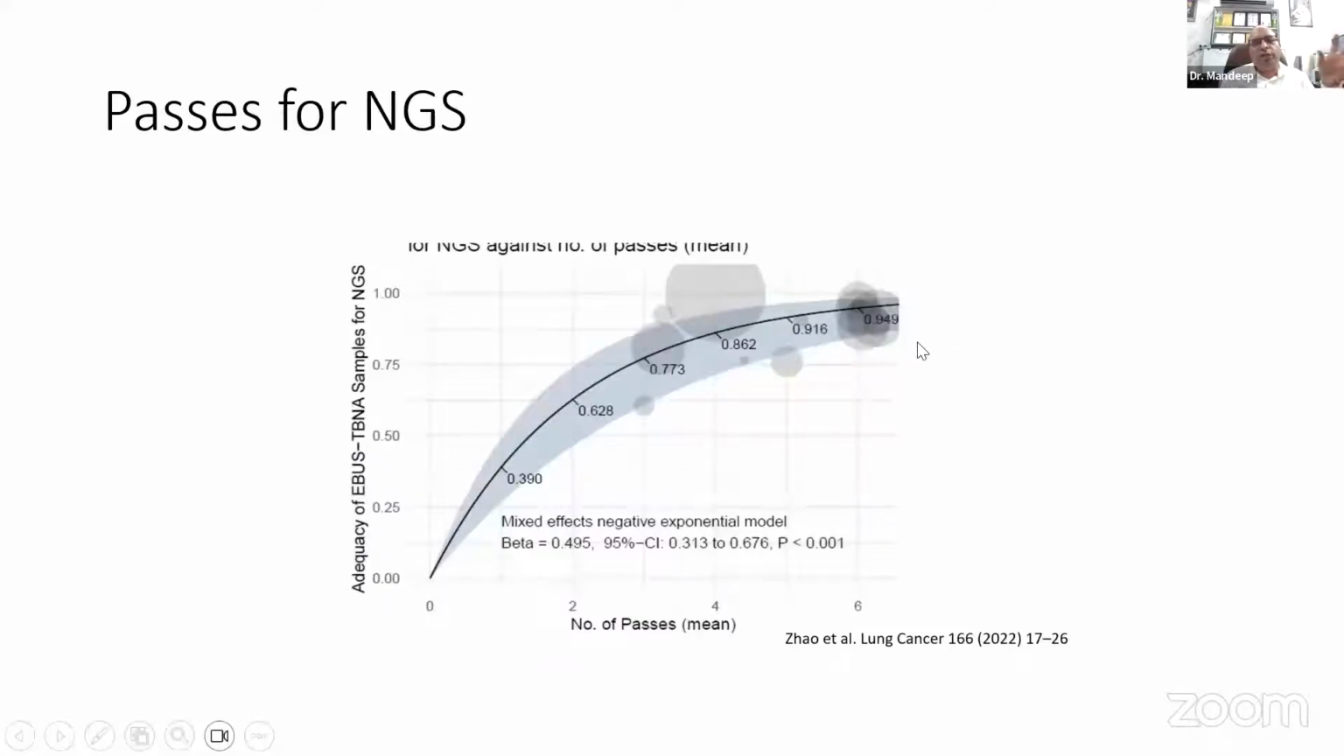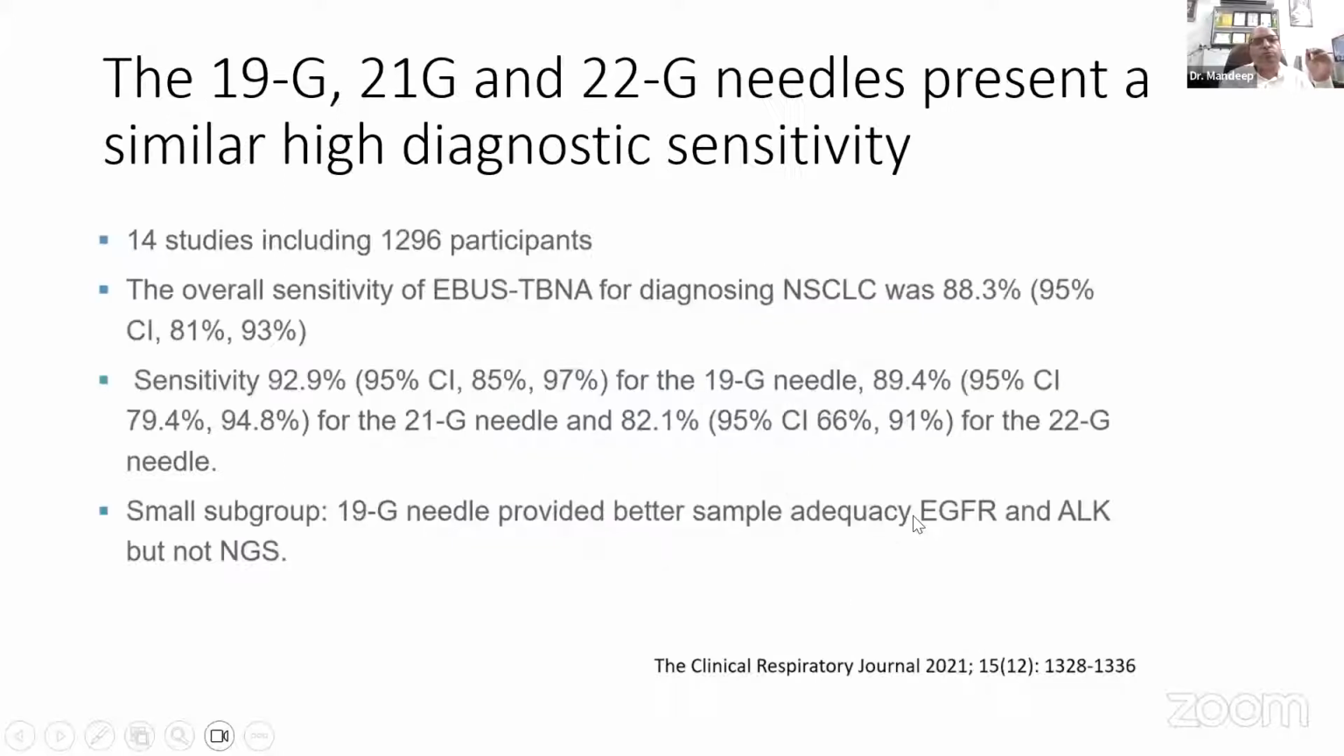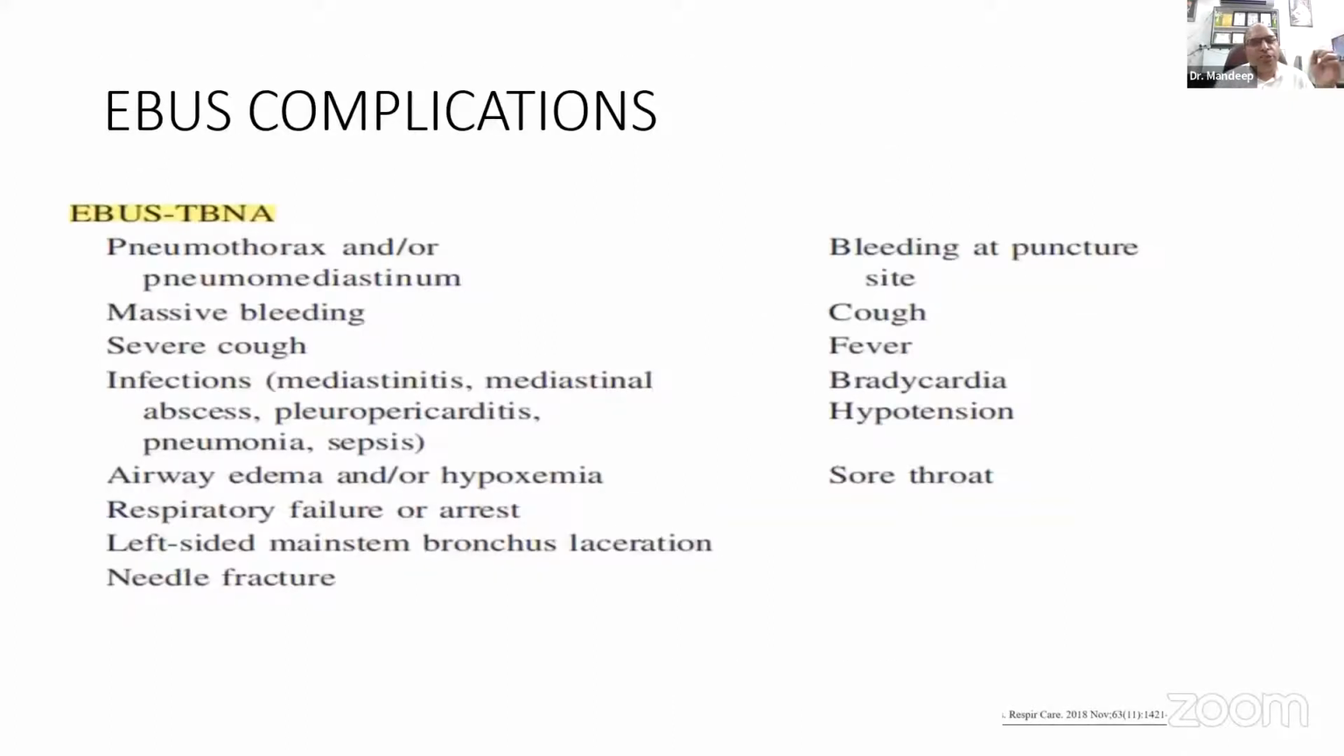Normally, we take 3 passes per lymph node, but for NGS, the number of passes required may be more. Again, there is no difference in the outcome with the use of 19, 21, and 22 gauge needles. Although the 19 gauge needle may give a larger amount of material, it tends to be more hemorrhagic. So what are the complications of EBUS?